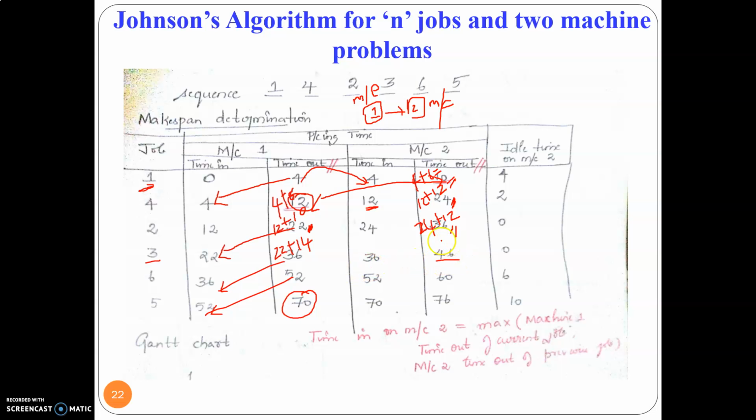Okay, so at the end of the 46th minute, mission 2 is free, but the next job, that is job 6, is available to be processed only at the end of 52 minutes, because only at the end of the 52nd minute does it come out of mission 1. So the maximum of these two is 52. Okay, so if I find out the total completion time, that is 76 minutes. So it takes 76 minutes for these 6 jobs to be processed in mission 1 and mission 2, including the idle time.